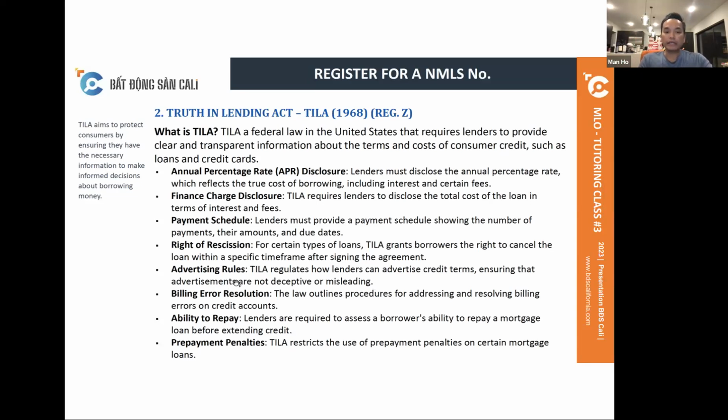Advertising rule. TILA is really harsh on how you advertise the loan product. Okay, TILA regulates how lenders can advertise their credit terms, ensuring that the advertisements are not deceptive and misleading. Meaning that your advertisement, your little marketing material, won't bait and switch. Okay, you say something and then you give the buyer something else, right? Or you say something that's untrue. Right? You say you have a 5.0 interest rate, but you don't have that rate. You have a 5.5, 5.75, or 6.0, right?